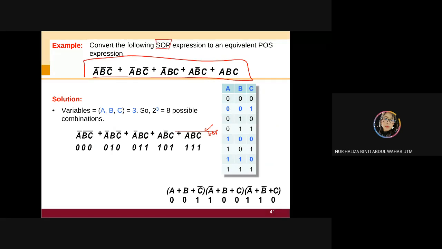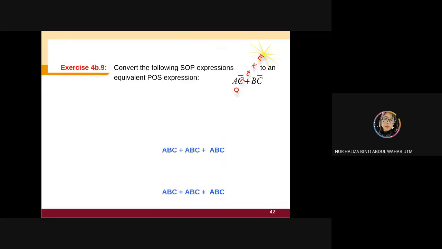Convert the following SOP to equivalent POS expression, which means for this table, it's true for your SOP and it's true for your POS. You can see this is the POS, this is your SOP. How to see your POS? It is the output of 0. How to check your SOP? The output is 1. So you can see convert the following SOP expression to POS expression. So you'll be given this one.